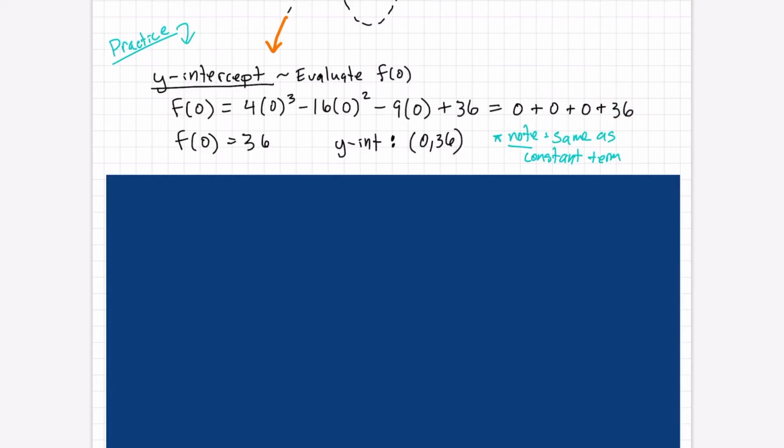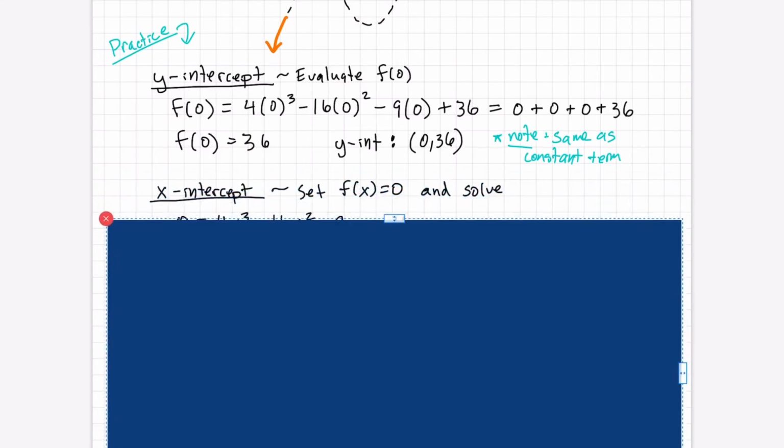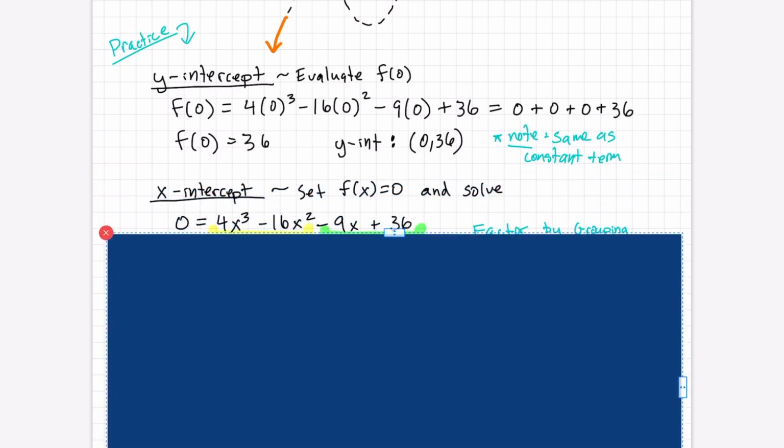And you might think for a second, is this one of those weird coincidences? Actually, that's not the case. This is always going to happen. The y-intercept of a polynomial is going to equal just that constant term, because every term with an x in it, which is all the others but the constant, is going to go to 0, and we add them all up, and we just have that constant term. All right, to find the x-intercept, we need to set the function equal to 0. So set the function equal to 0 and solve.